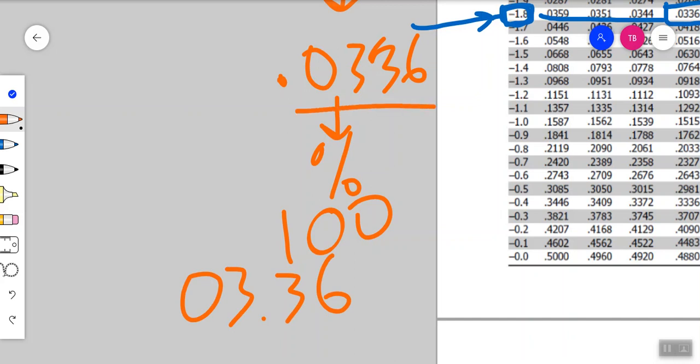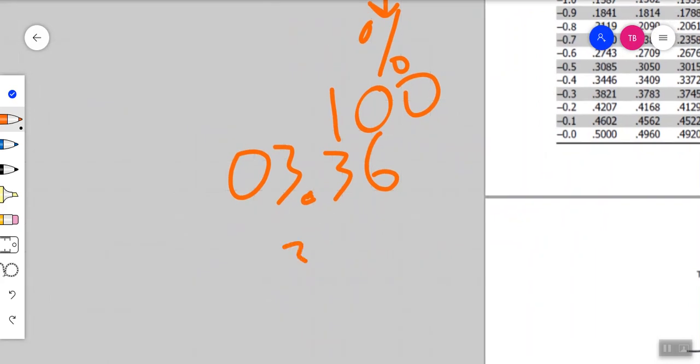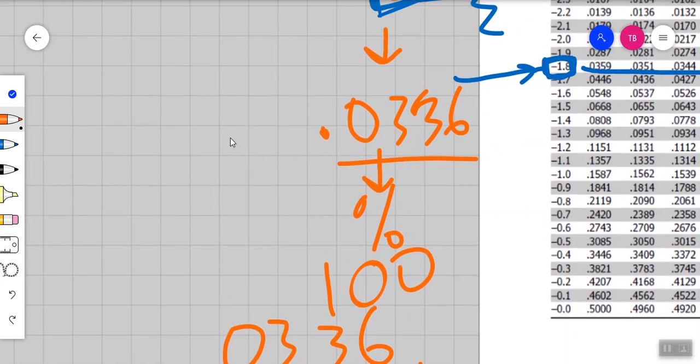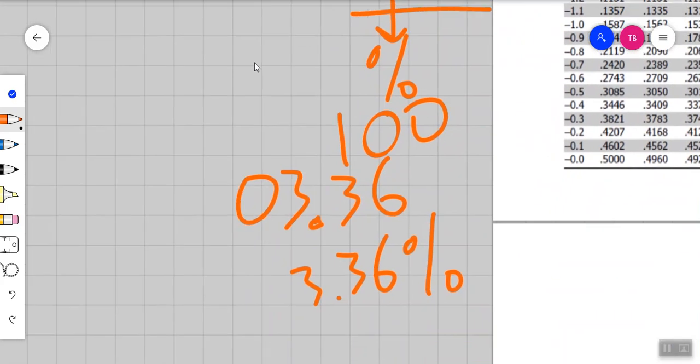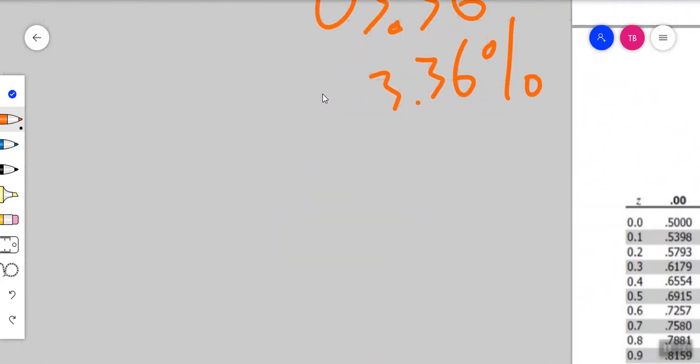So you can see this one just becomes this one, meaning 3.36%. So what that's telling us is that if you got the z-score of negative 1.83, or negative 1.83 standard deviations, you're covering 3.36% of that curve.